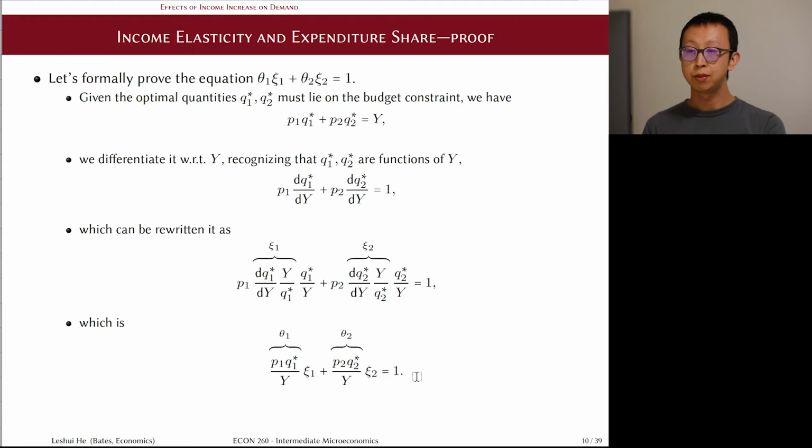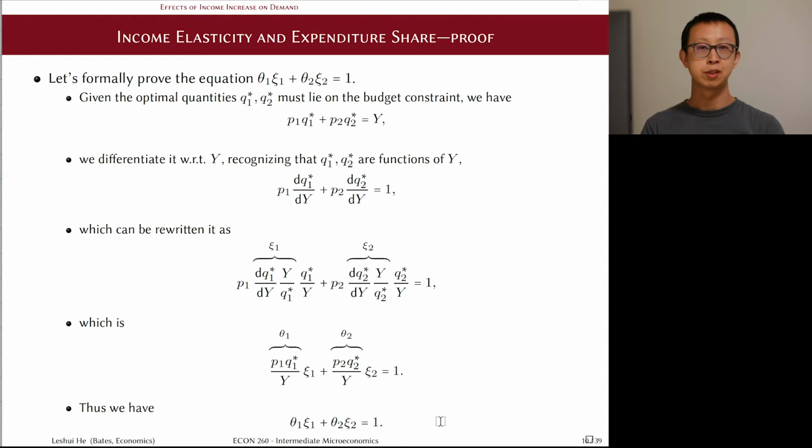But if you stare at these expressions long enough, you realize that the numerator is the expenditure on good 1, and the bottom is the budget. In other words, this ratio is exactly the expenditure share in income, which is exactly the definition of theta 1. And similarly, theta 2 here. And there we have it. This is the expression we want to prove, which is theta 1 times xi1 plus theta 2 times xi2 is equal to 1. And we're done.